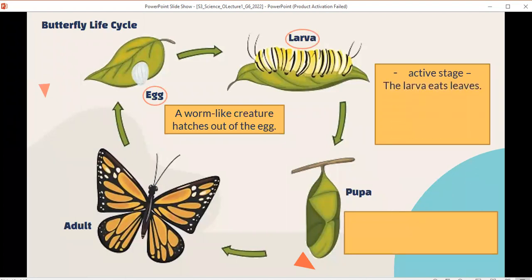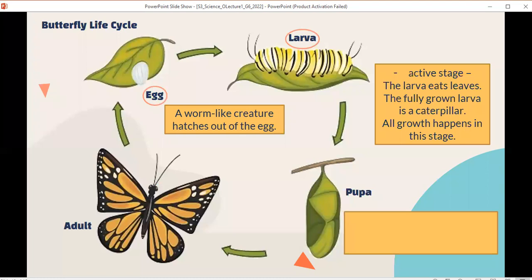Right here, during this stage, the larva stage, the caterpillar grows fast, eats first of all the shell of the egg, it eats the leaves, it grows very fast, and it changes its exoskeleton. We'll talk about this in a few. So all growth happens in this stage. So it is an active stage.